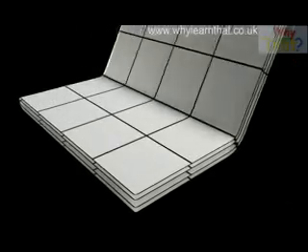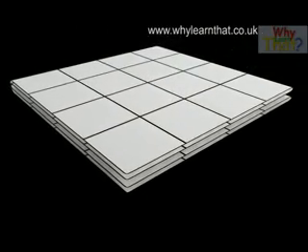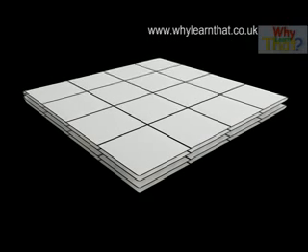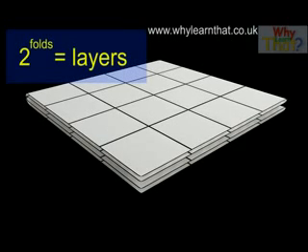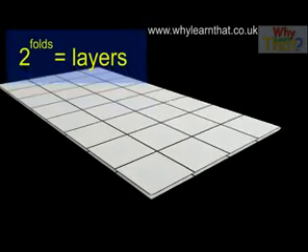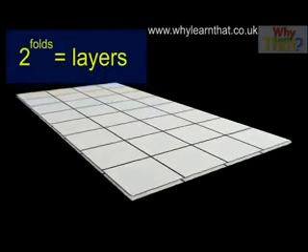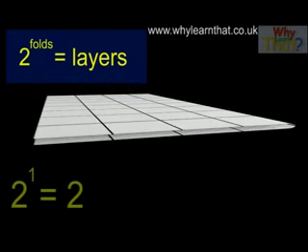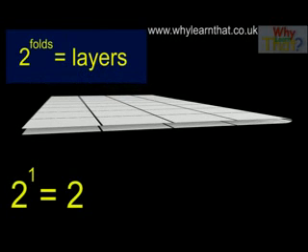Now let's unfold it. At this point we have 2 folds and 4 layers, and our law predicts this as 2 to the power of number of folds equals the number of layers, or here 2 to the power 2 equals 4. Unfold once more and we have 1 fold and 2 layers. 2 to the power 1 equals 2.